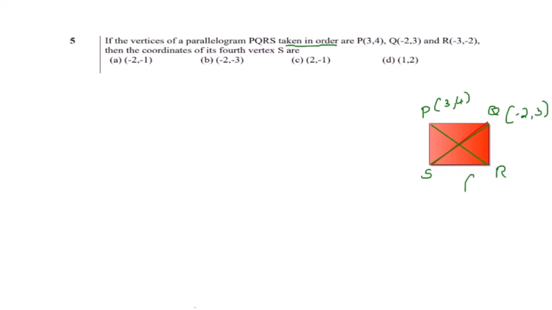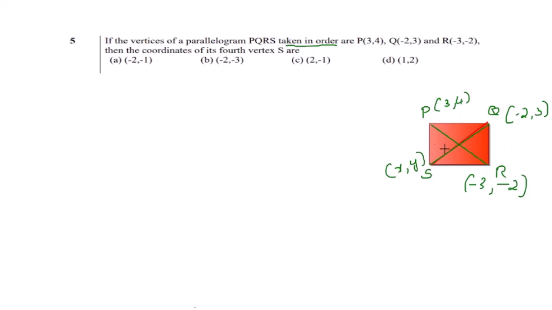R is (minus 3, minus 2). S, we have to find out this value. Let S be x comma y, suppose x comma y be the point of S. Now we have to find out S, what is x and what is y. In this question we are given, if the vertices of a parallelogram PQRS taken in order are P (3, 4), Q (minus 2, 3) and R (minus 3, minus 2), then the coordinates of the fourth vertex.